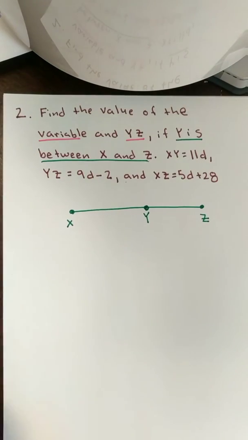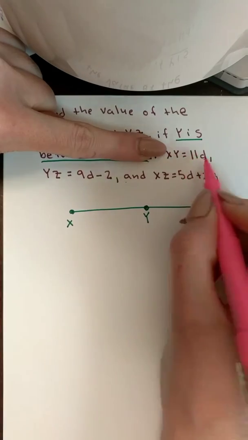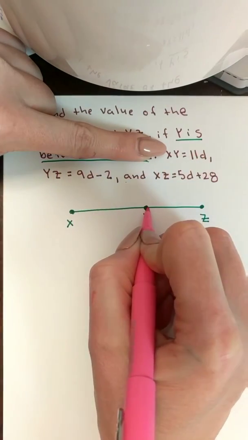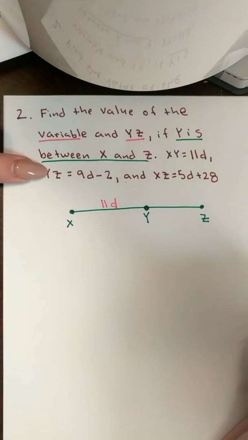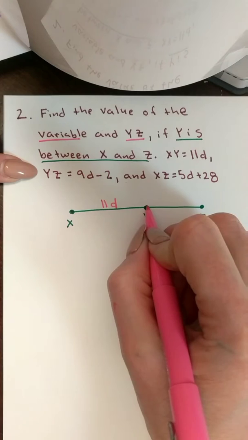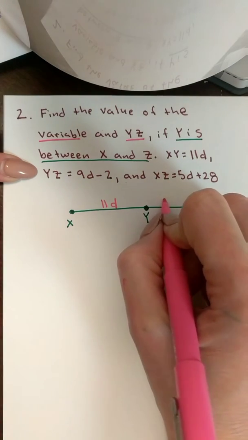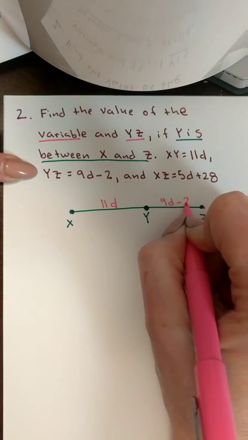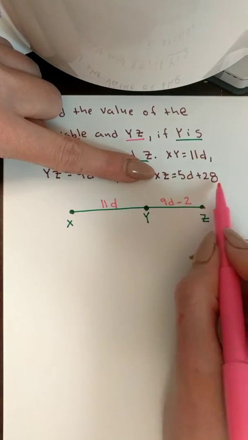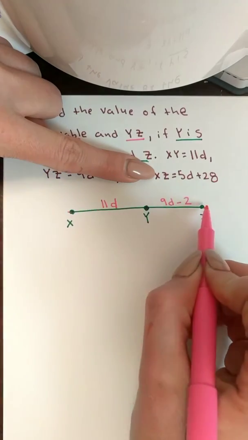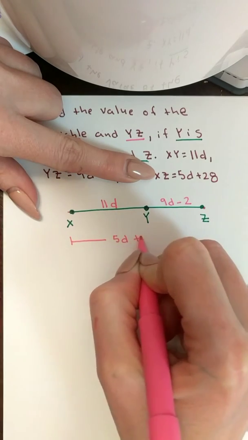Now let's label it with the information provided. They tell us XY is 11D, so from X to Y, it's 11D. YZ is 9D minus 2, so from Y to Z, it is 9D minus 2. Lastly, XZ is 5D plus 28, so from X all the way to Z is 5D plus 28.